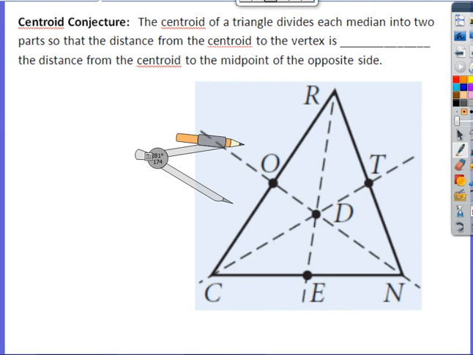So now we have the centroid conjecture. And I want you to write this down, please. The centroid conjecture says the centroid of a triangle divides each median into 2 parts. So the distance from the centroid to the vertex is twice the distance from the centroid to the midpoint of the opposite side. That's 2 times the distance. So I want you to get that down. Pause the video if you need to.